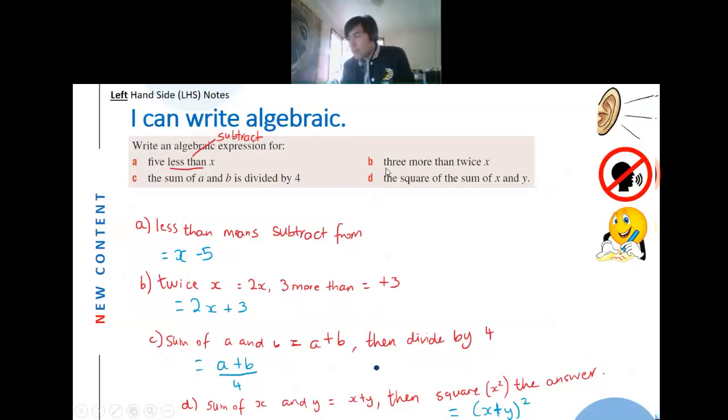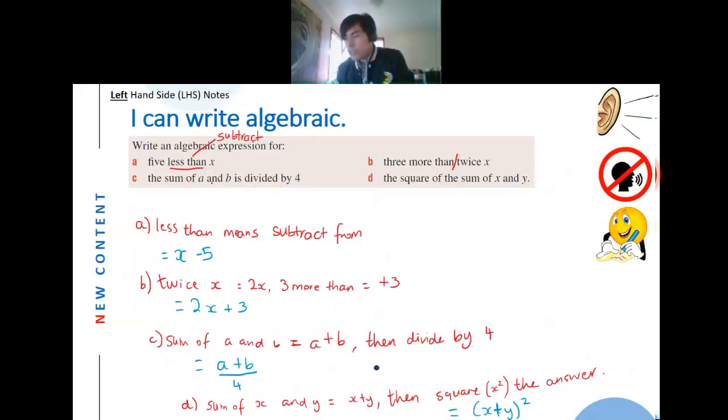For b, we've got 3 more than twice x. Now, very important, sometimes we need to divide the sentence up. Okay, so I'm going to divide it here. So we have the first bit here is 3 more than, and then the second bit is twice x. I'm going to translate this part first, twice x. Well, twice x means 2 times x. And then 3 more than, that means plus 3 to it. So 2x plus 3.